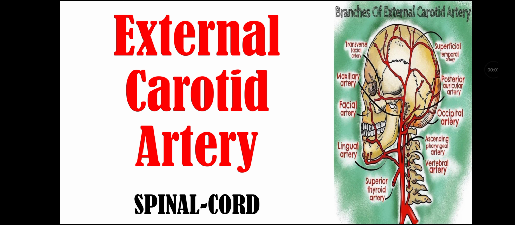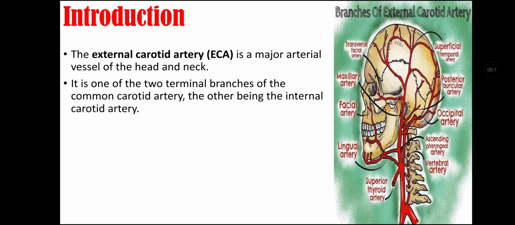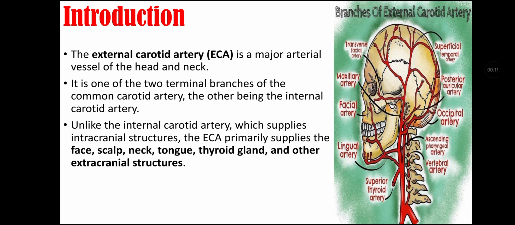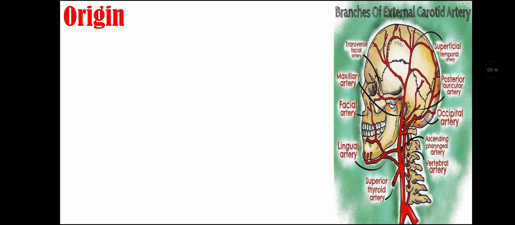So let's start our topic with introduction. External carotid artery is major arterial vessel of head and neck. It is one of the two terminal branches of common carotid artery, the other being the internal carotid artery. Unlike the internal carotid artery, which supplies intracranial structures, external carotid artery primarily supplies the face, scalp, neck, tongue, thyroid gland, and other extracranial structures. Understanding its branches and distribution is crucial in surgical procedures, trauma management, and diagnosis of vascular diseases.